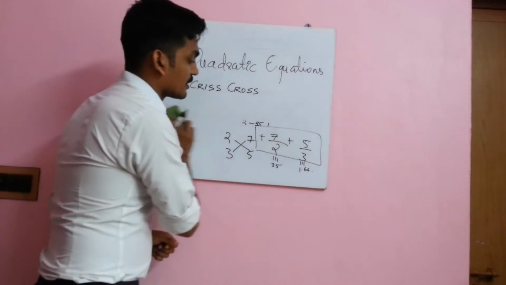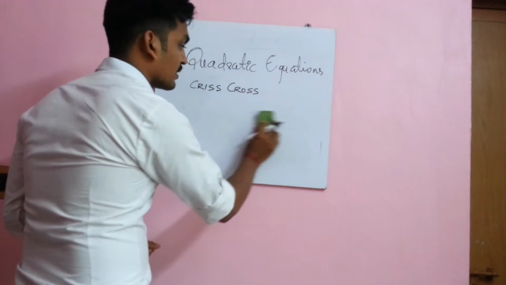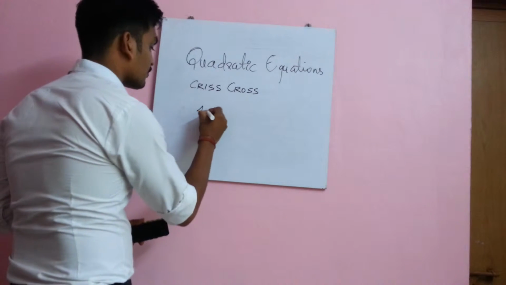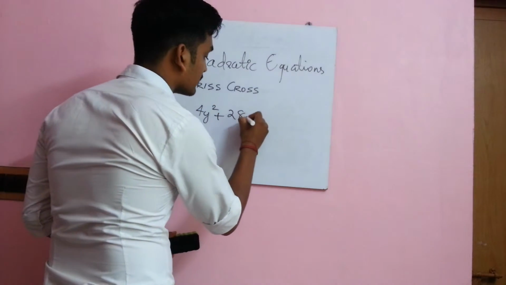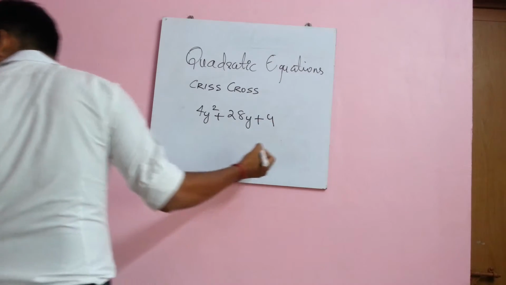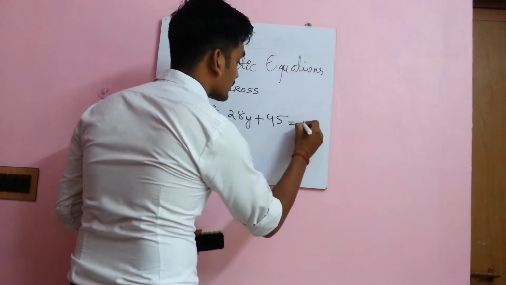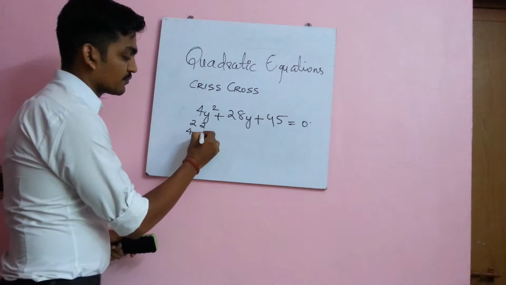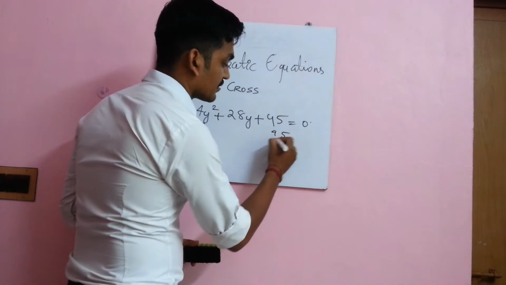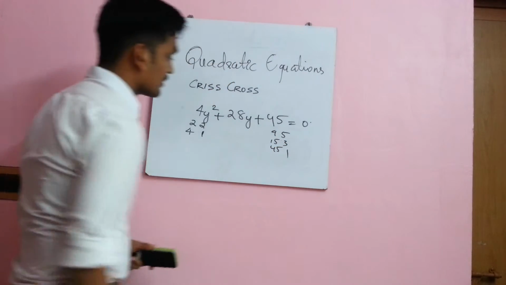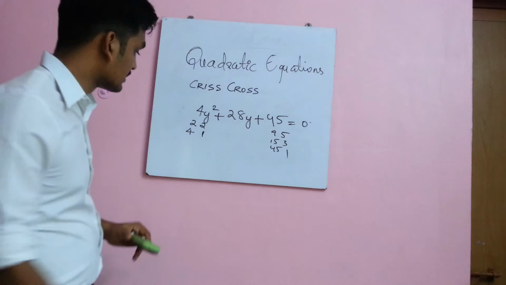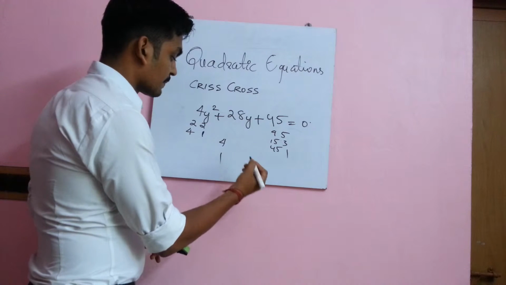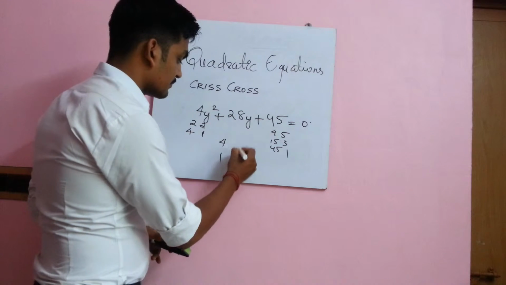Okay. Let us take some other equation. 4y square plus 28y plus 45 equal to 0. Right. So this can be factorized into 2, 4, 4, 4, 1. This can be factorized into 9, 5, 15, 3 and 45, 1. The combination should make what? 28. So let's take 4, 1. 3, 15 will be what?